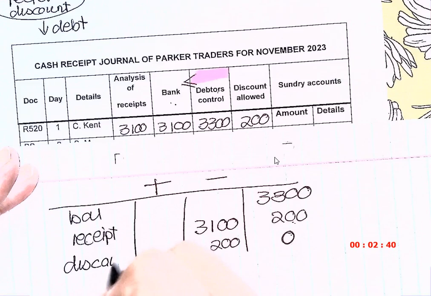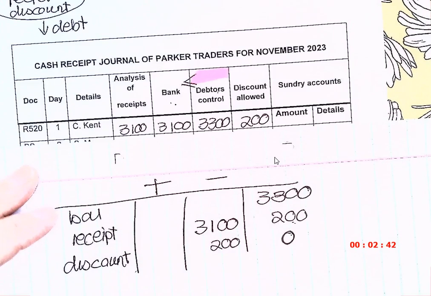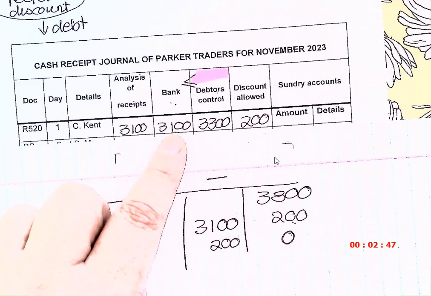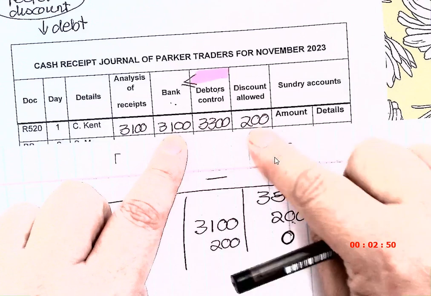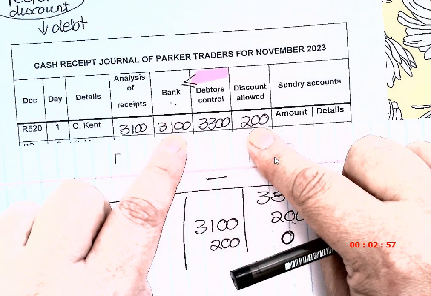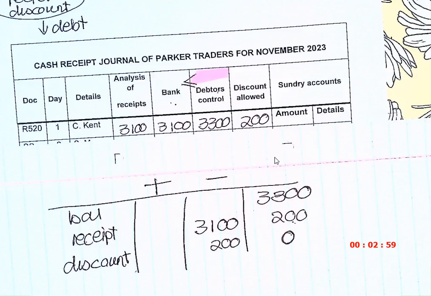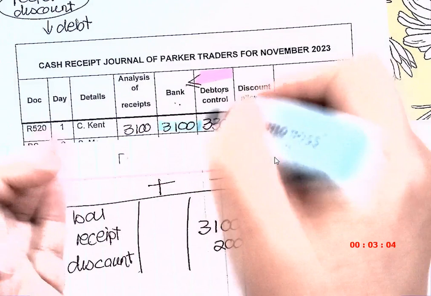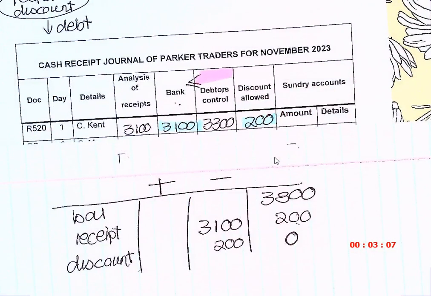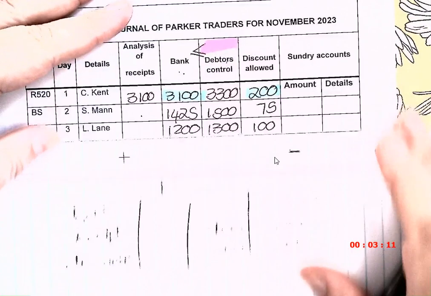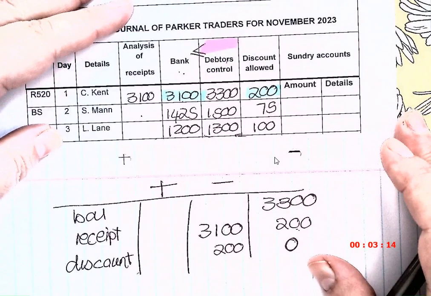And if I subtract the 200 from his account, it will mean it had to be discount. So now what I do is, if I look here, can you see? I show the 3,100. I show the 200. How much in total did his debt decrease? It decreased with the 3,100 and the 200. And that's how I get the 3,300. You guys see it?